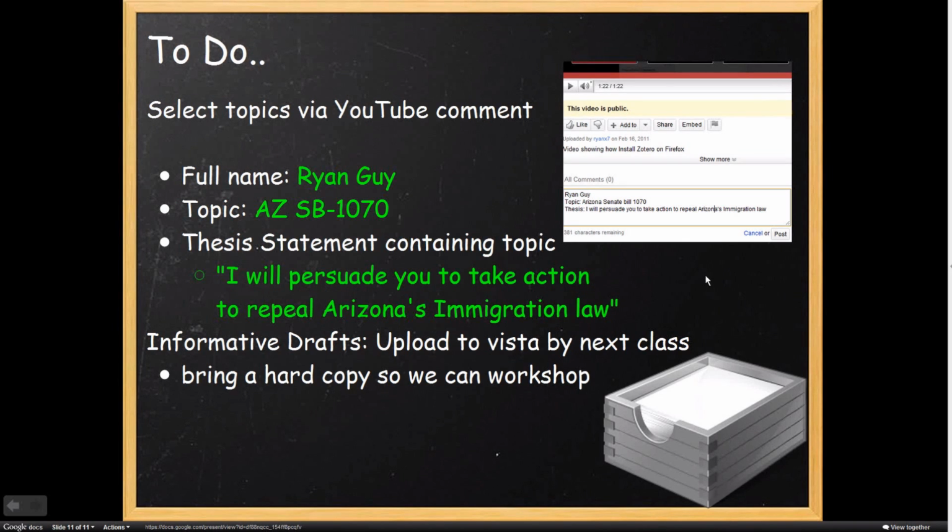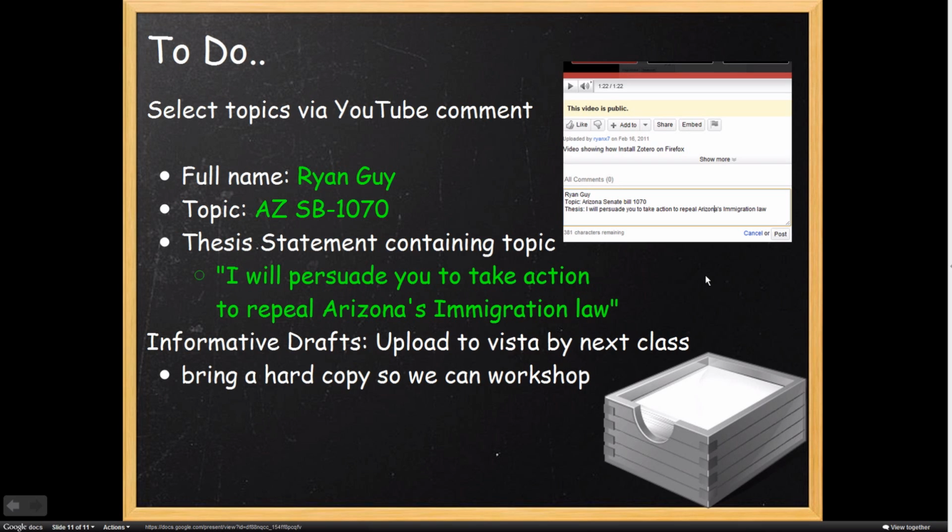The other thing that I want to point out is I don't want topic duplication. So if somebody before you has already selected the topic that you wanted, you need to go do a little research and find something different to cover. We want to have a variety of topics covered here, and having the same thing won't necessarily work. Now, there is one caveat to that. If, for example, someone had chosen to do my topic, I will persuade you to take action to repeal Arizona's immigration law, I will allow a second person at that point to choose that same topic.